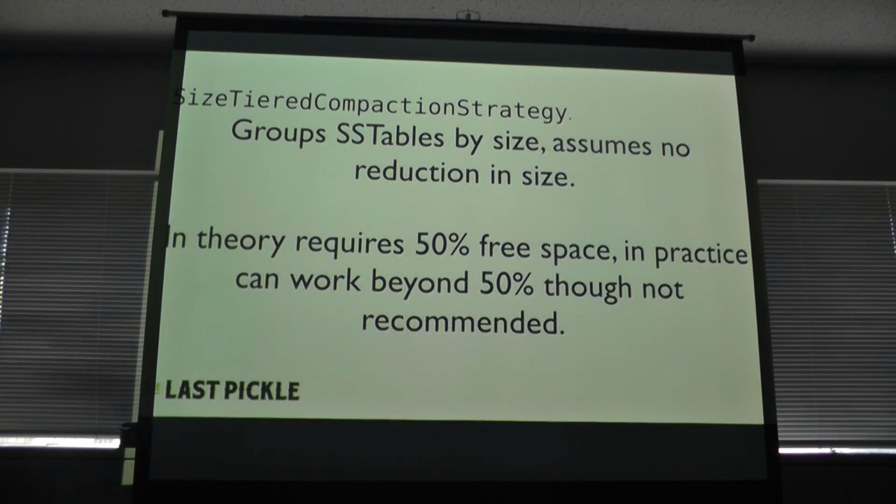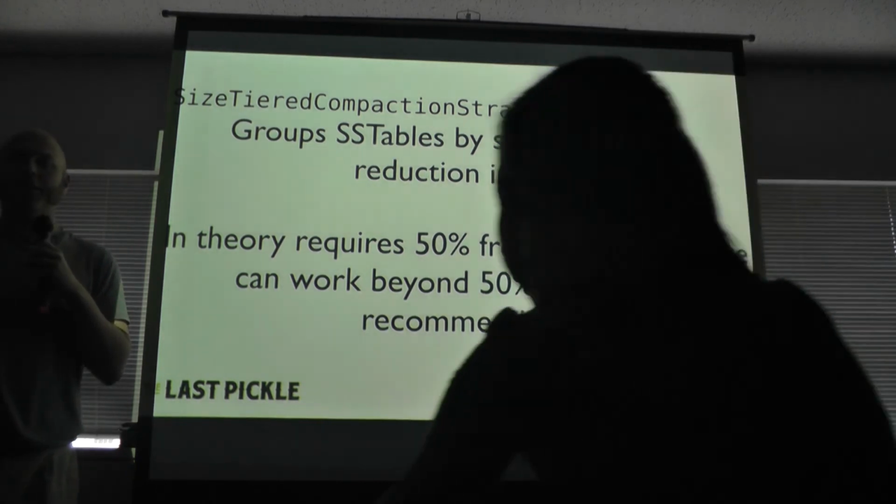Now in theory, size-tiered compaction should have 50% free space on the disk.